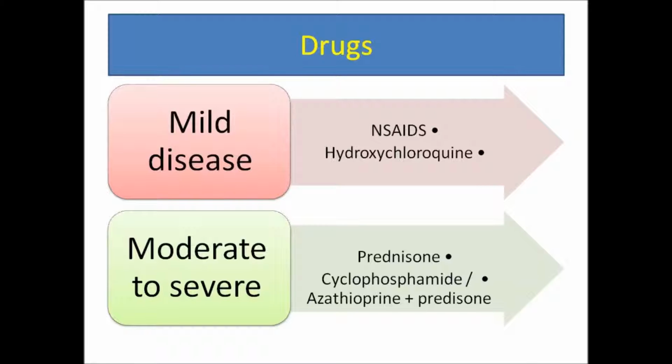So this is the main treatment. First of all, education of the patient, then drugs. If the patient has mild disease, we can start with NSAIDs. If she is not responding, we can use hydroxychloroquine. If the patient is having a more severe form of disease, the first line will be a corticosteroid like prednisone, and if she is not responding, we will start with cyclophosphamide or azathioprine along with prednisone.